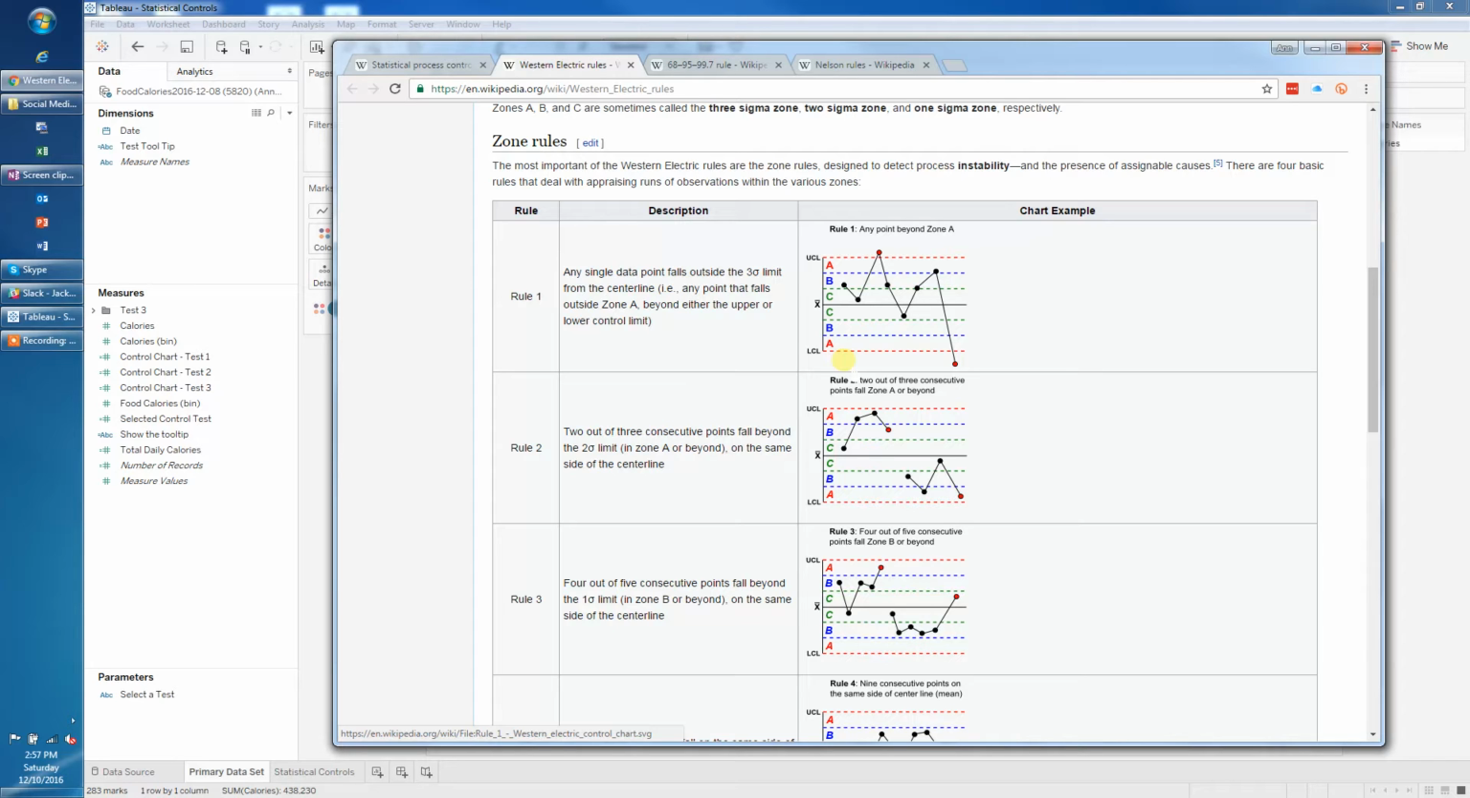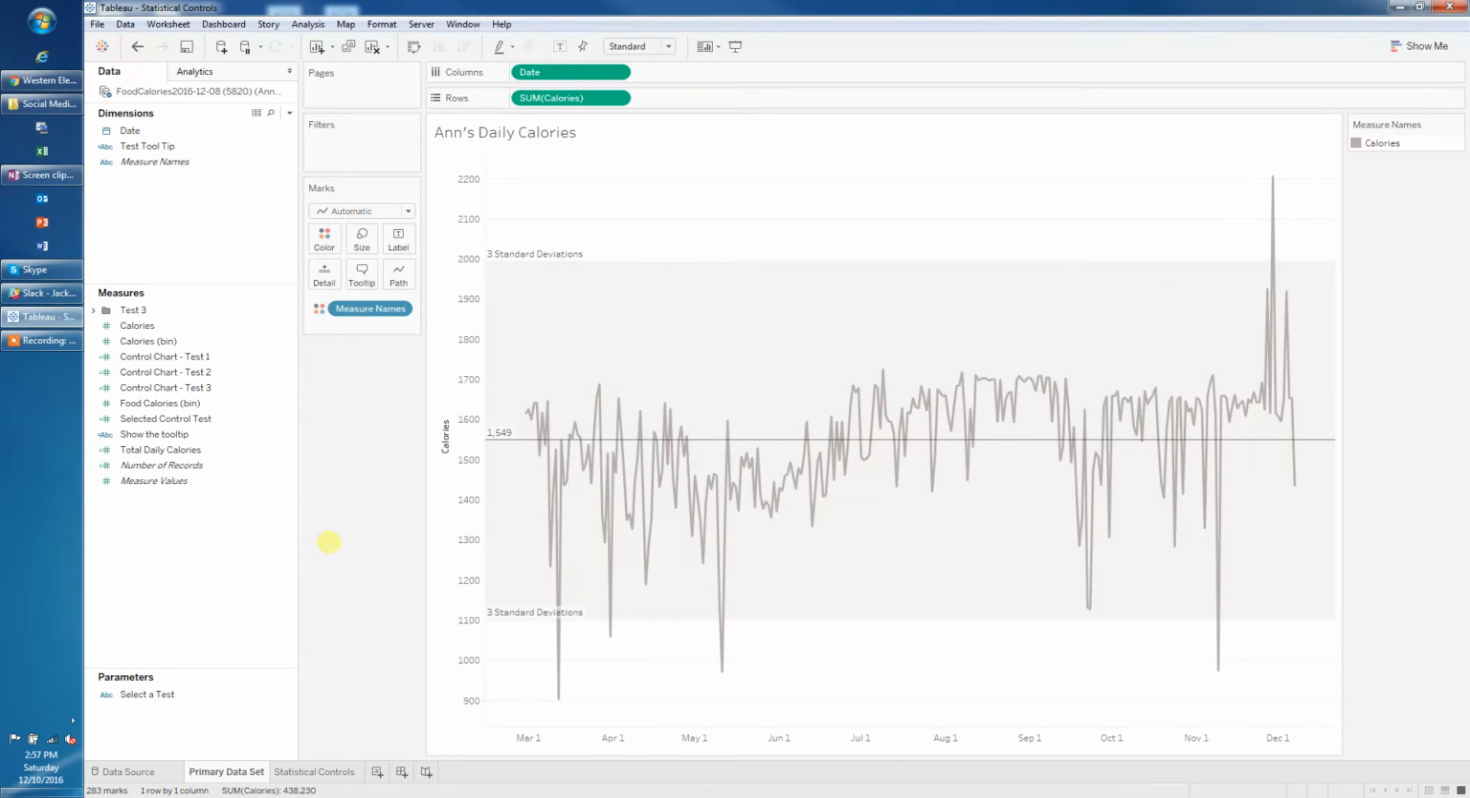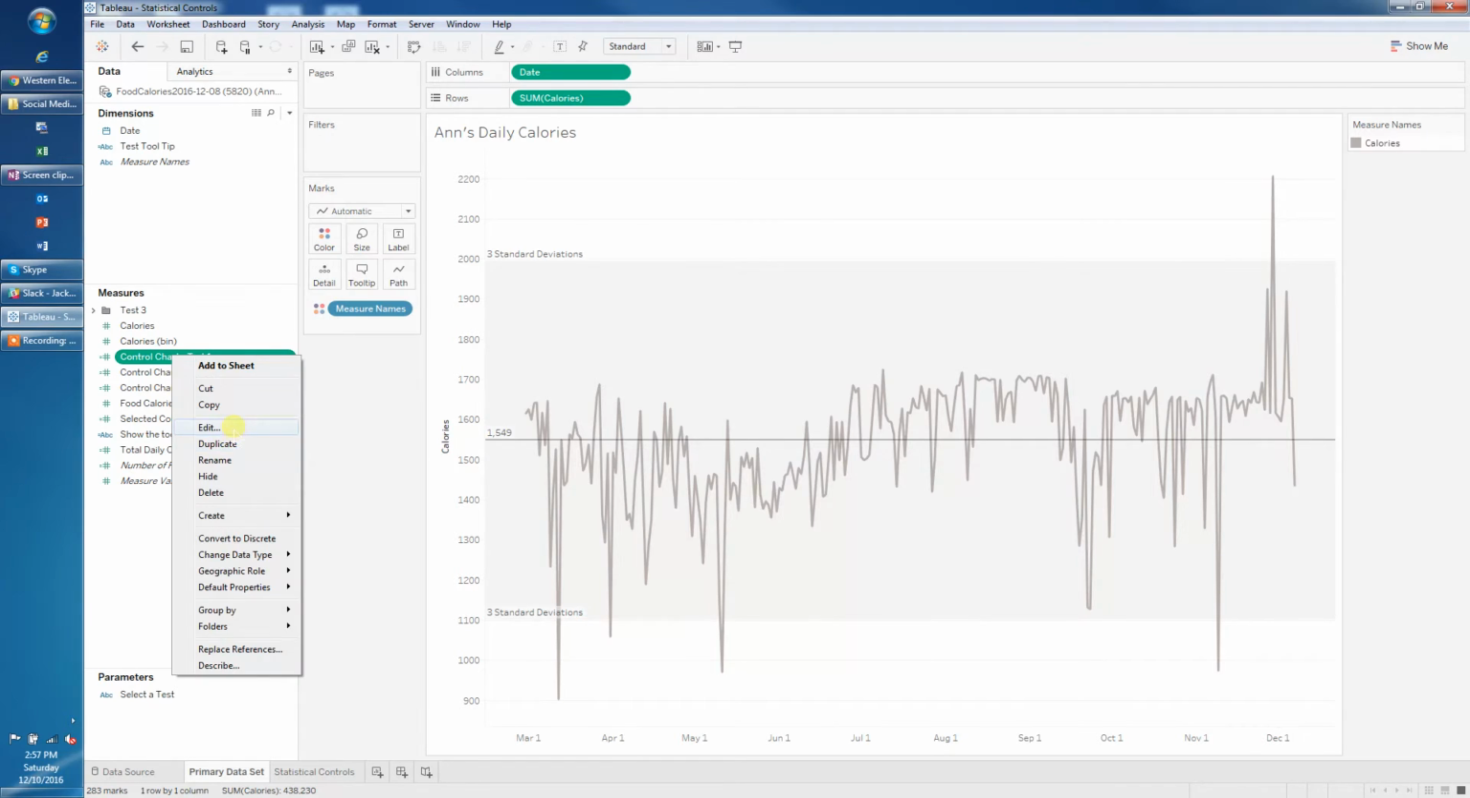And the idea with statistical process control and these rules, like we've talked about a couple times, is to detect when things are maybe getting out of control. So rule one is exactly what we set up with our distribution band. It's any single data point that falls outside the 3SD limit from the center line, or again, the average. So instead of using my distribution bands, let's actually create a calculated field.